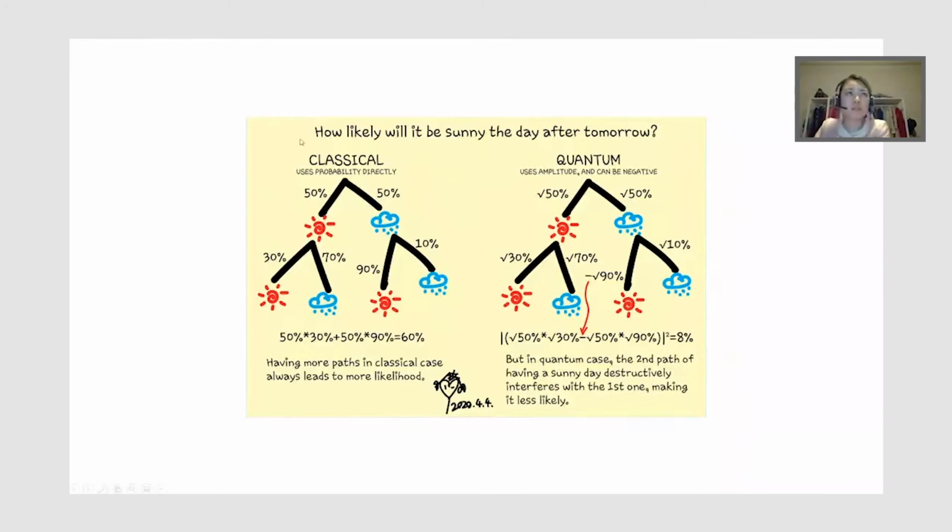If we were in a classical system, then we would just add up the probabilities. So we first multiply down the tree, and we multiply all of these possible outcomes of being sunny. So 50% times 30% plus 50% times 90%. These numbers are just made up, just any numbers, but probabilities are always positive. So you get a 60% chance in a classical system.